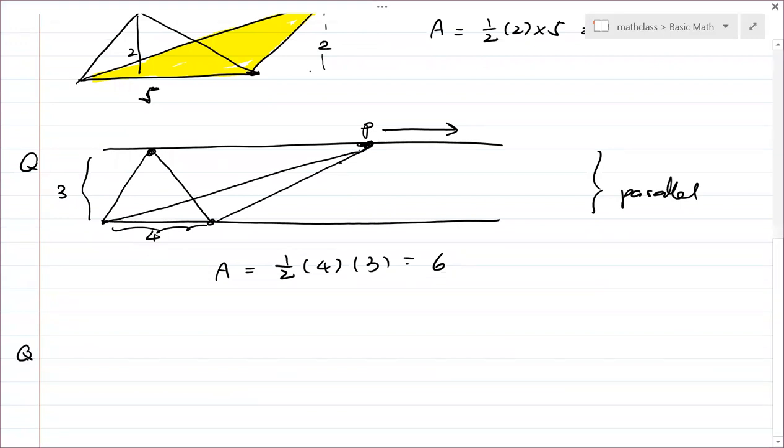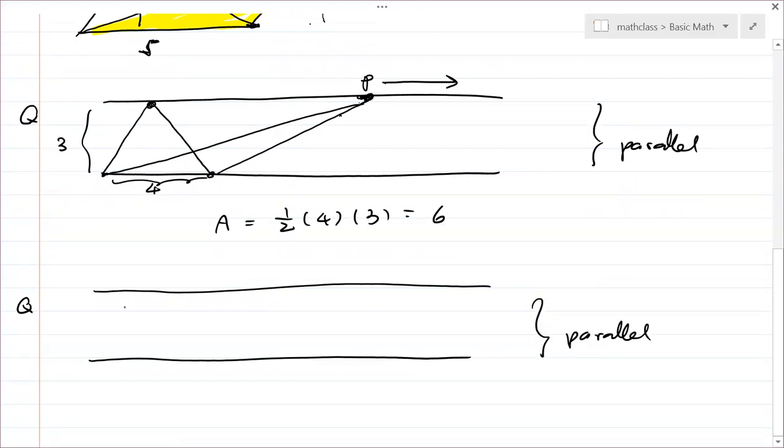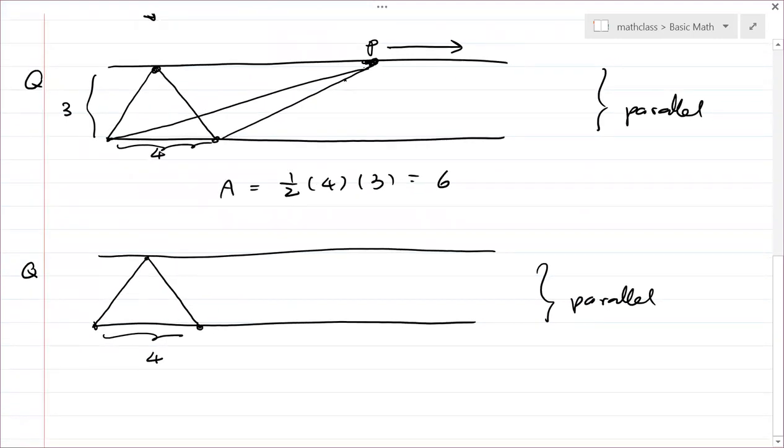Then I change the problem a little bit because we don't just want to use the formula directly, right? And I still have two parallel lines. I look at this and find out this is a triangle, and the base is 4. Now assume this triangle has an area of 4 square units.